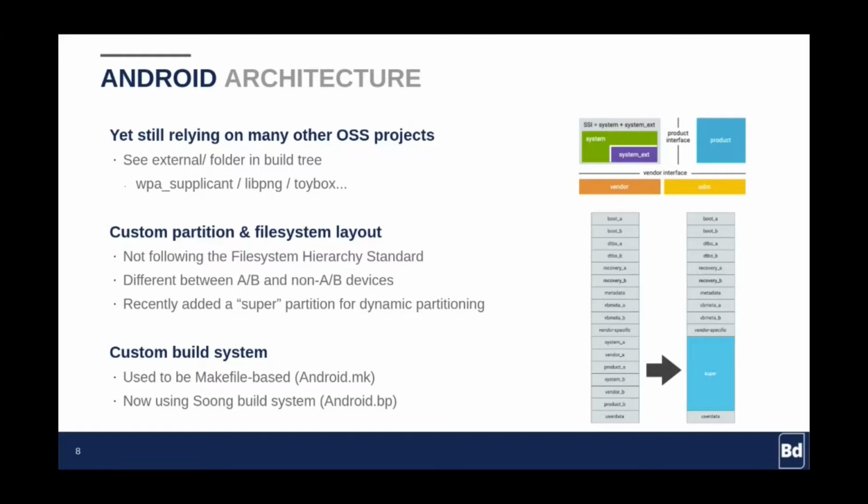And the same goes for the custom build system. It doesn't use anything that has been used before. At first it was Makefile based, and now it's using the Soong build system with Android.bp, so blueprints. And then at the end, it uses the Ninja tool to build all the different components of the system. So even the build system is different from what you would see in a Linux OS.